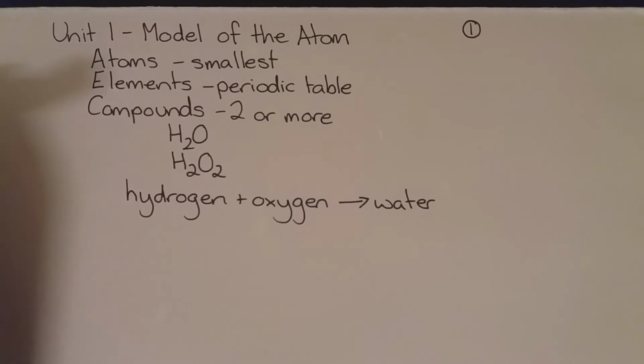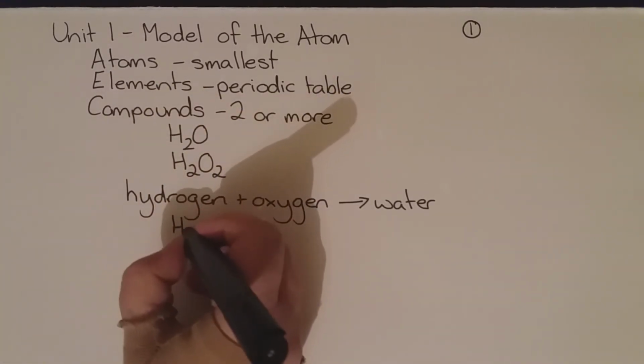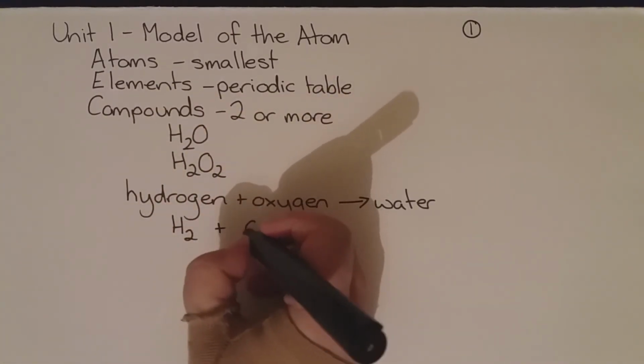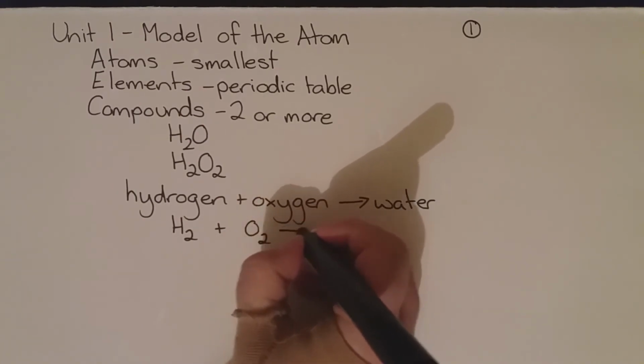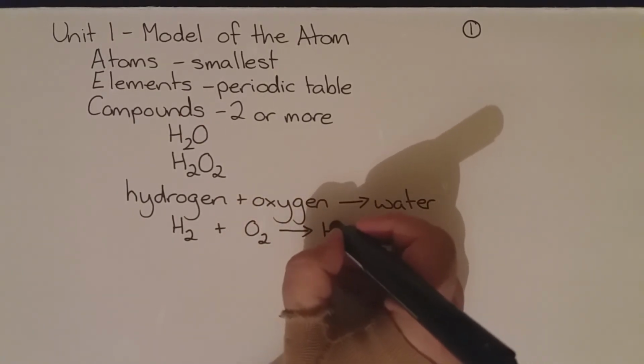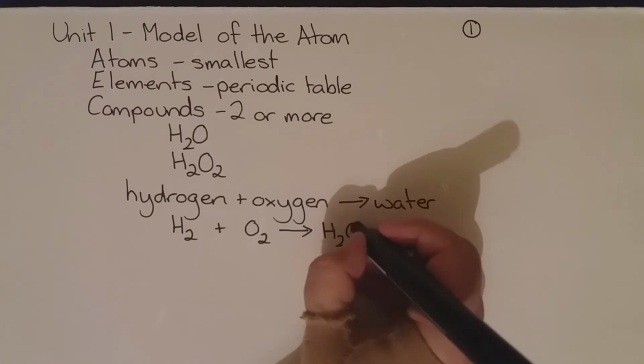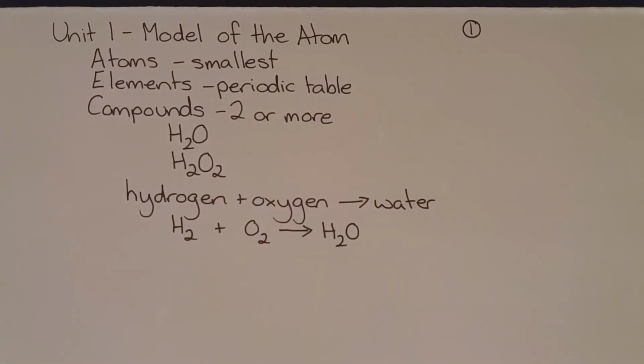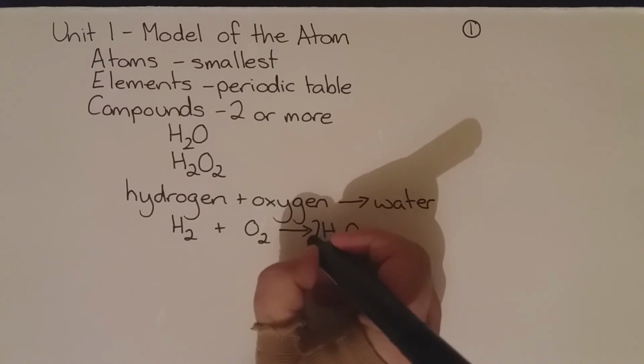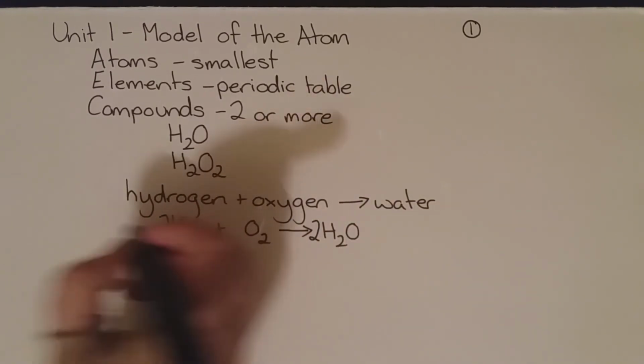In the symbol equation, it's exactly the same idea. You must put a plus sign in between the reactants, and you must put an arrow in between the reactants and the products. As well as this, it is always a good idea to balance a symbol equation whenever you write one. And in this case, the balanced equation looks like this.